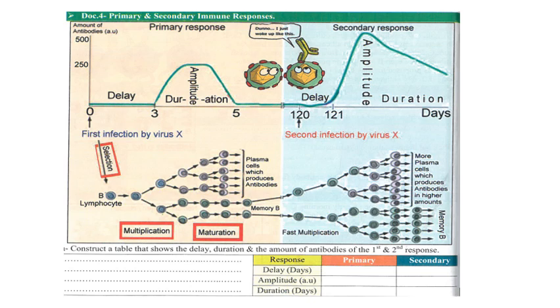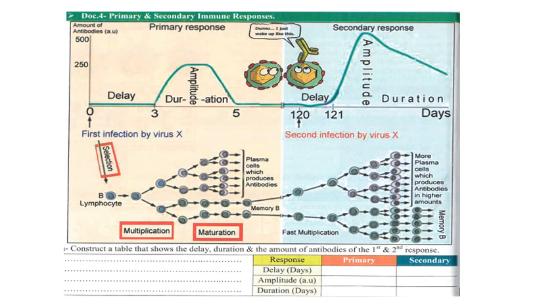Document 4, primary and secondary immune responses. If you see, this figure is showing us the difference between primary and secondary response in their delay, in their duration, and in their amplitude. Okay, so part 1, construct a table that shows the delay, duration, and the amount of antibodies of the primary and the secondary response. The delay in days in the primary response: if you see, the first infection by the virus is at day 0 and the delay is 3 days.